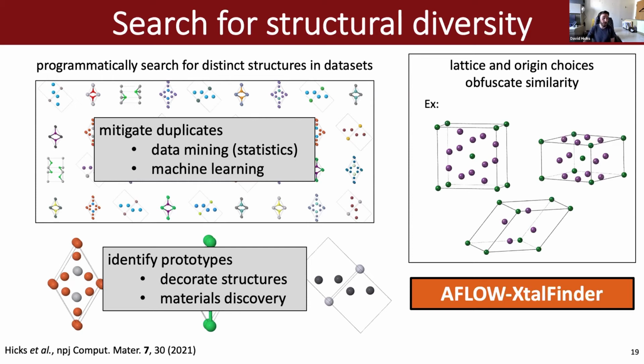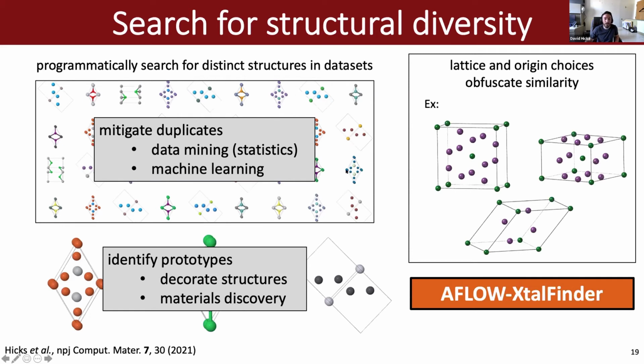The other is that we want to identify prototype structures. So again, back to this prototyping idea, we want to find unique backbone structures so that when we're trying to find or discover new materials, we're working with a unique set of structures. So when we generate them, they'll hopefully be unique upon relaxation as well.